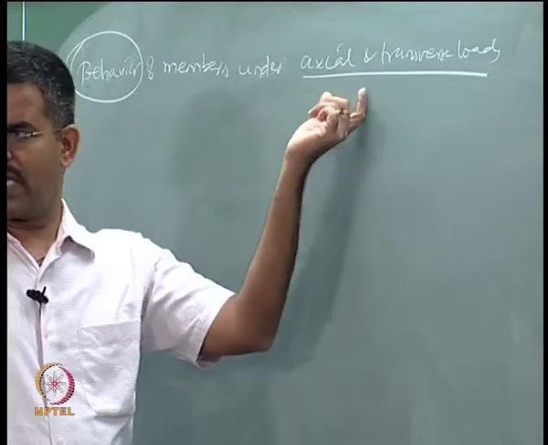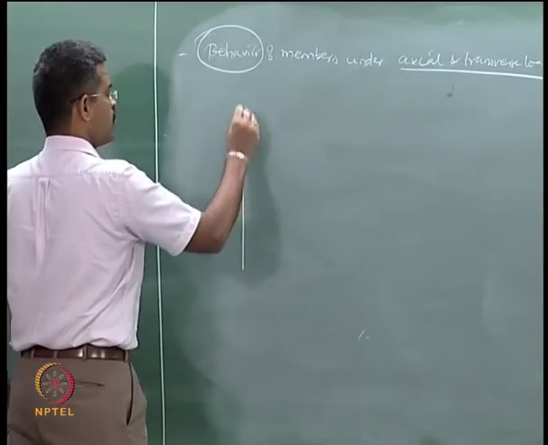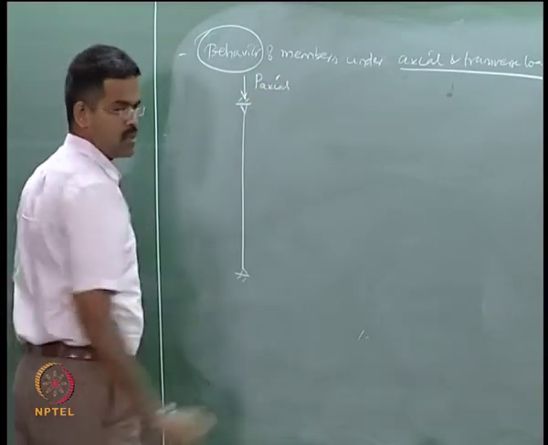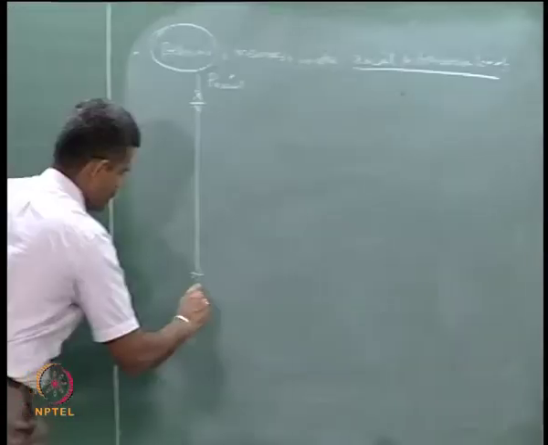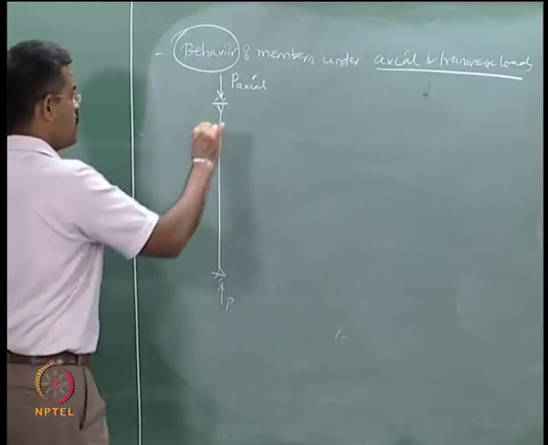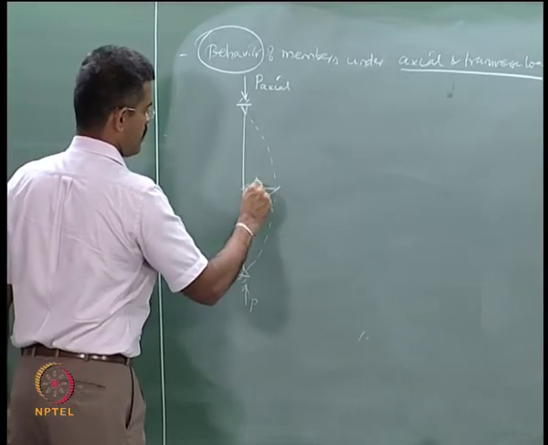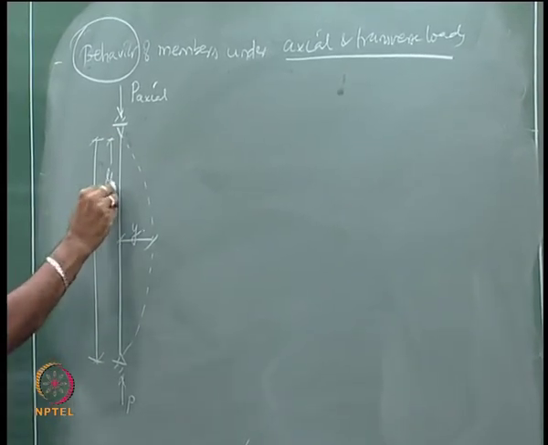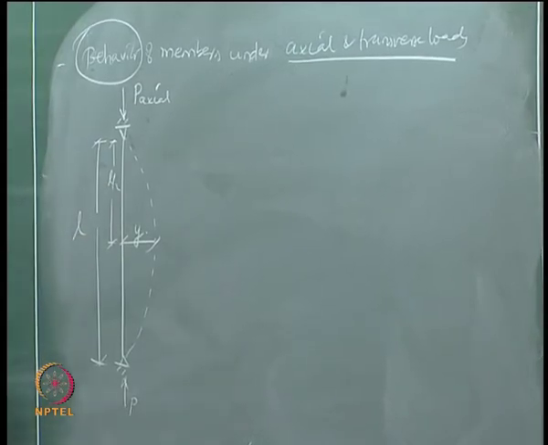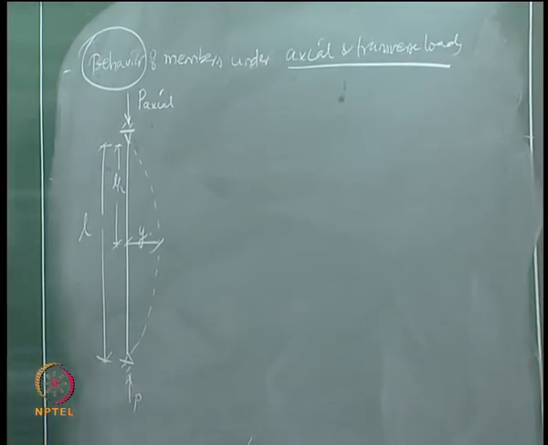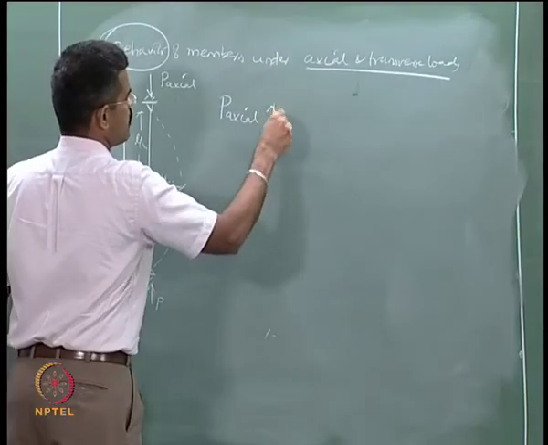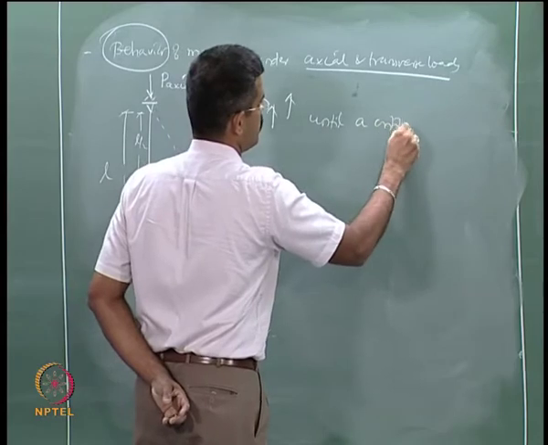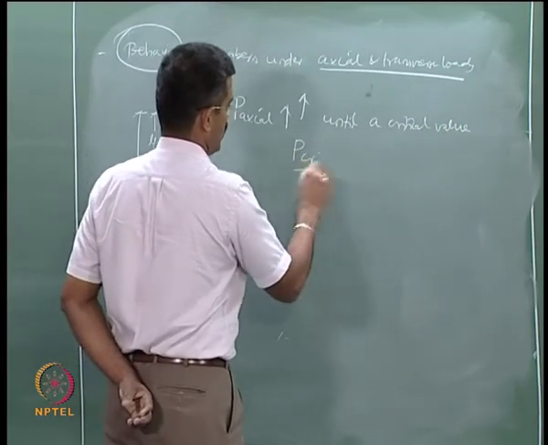To understand or explain this, we will take a very simple example. We will take a steel column, both ends hinged, and apply a pure axial load to this column. Okay. The column will start buckling, will have a maximum deformation y at its center. The load carrying capacity of the column will keep on increasing until a critical value which we call as P critical.